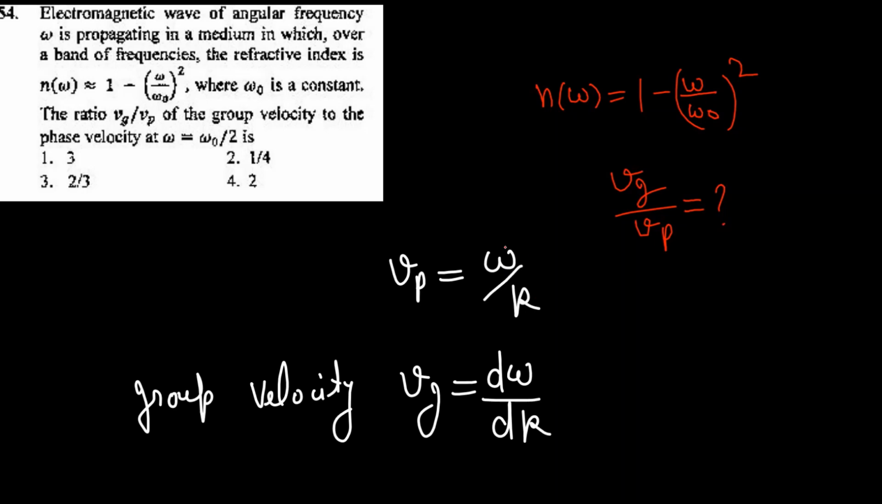We know that phase velocity is omega by k, and the group velocity Vg is equal to d omega by dk. So we know the dispersion relation, we know what phase velocity is, and we know what group velocity is. So from here we can calculate the ratio of these two quantities.